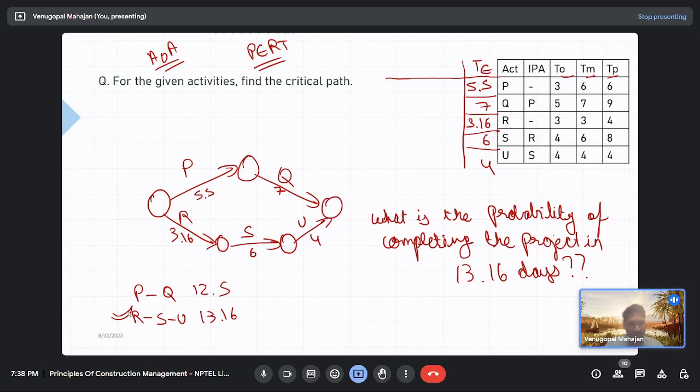Okay. So sir, for activity R, S and U, let's say they complete in the most pessimistic time. What is the total then? 16 days. It can finish in 16 days, right? Pessimistic time. So still you think that 13.16 probability is 100%, or it should be less than that? No.